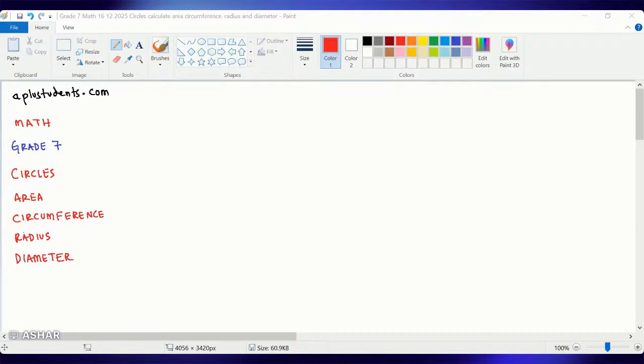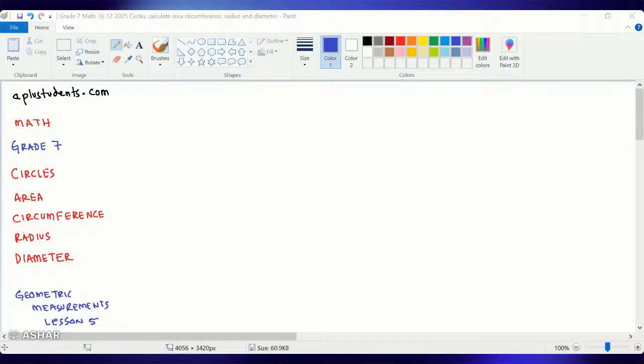Okay. This is lesson 5. You go to geometric measurements, and the lesson number is 5. Okay. So let's start off with the topic and let's see what we need to do in circles.